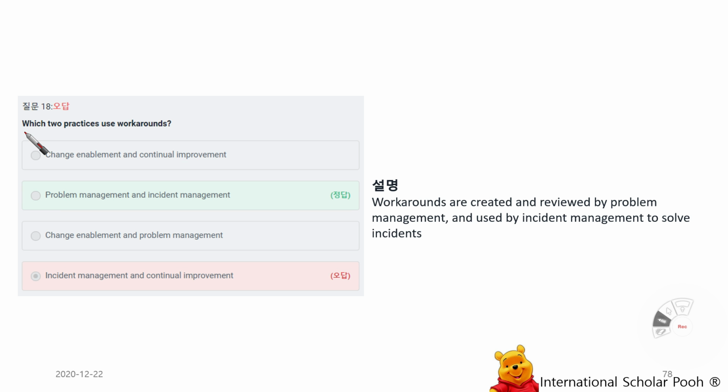Which two practices use workarounds? Problem management and incident management. Workarounds are created and reviewed by problem management and used by incident management to solve incidents.